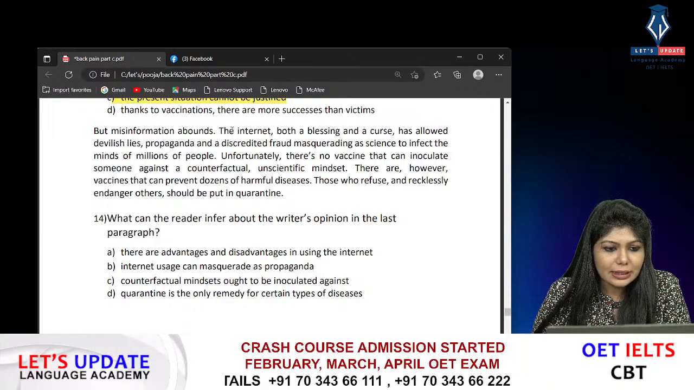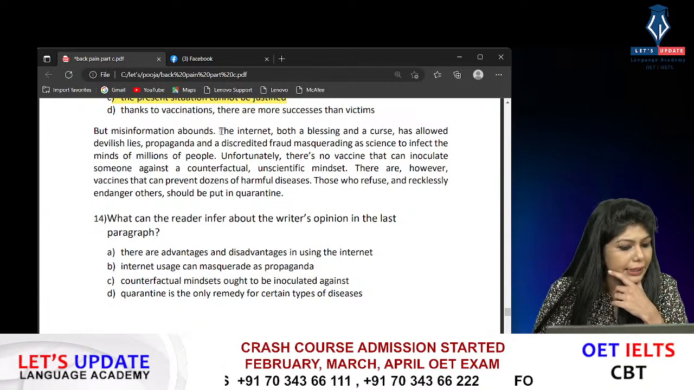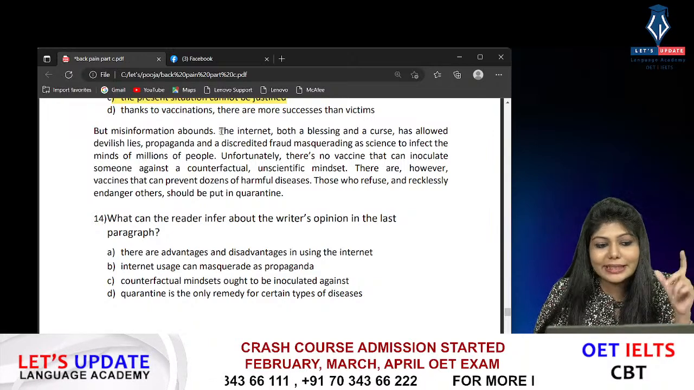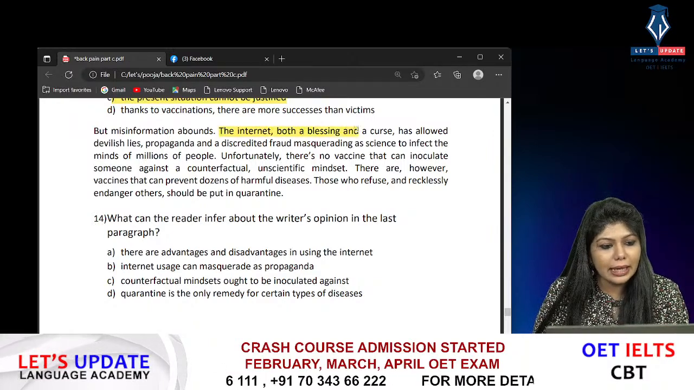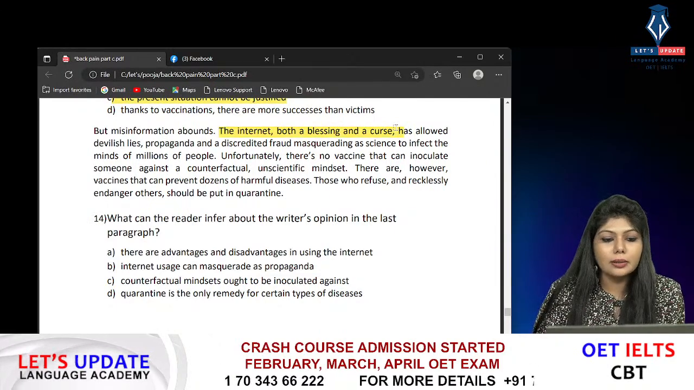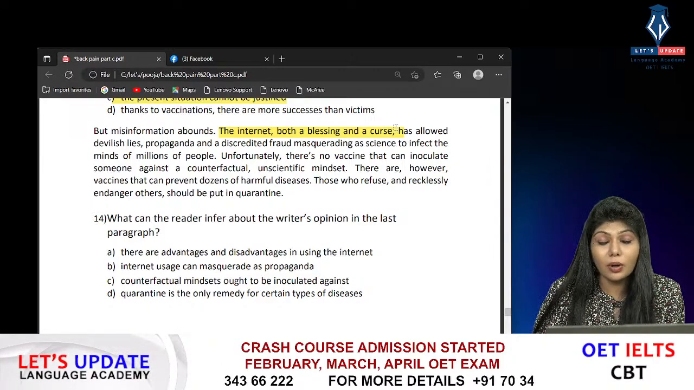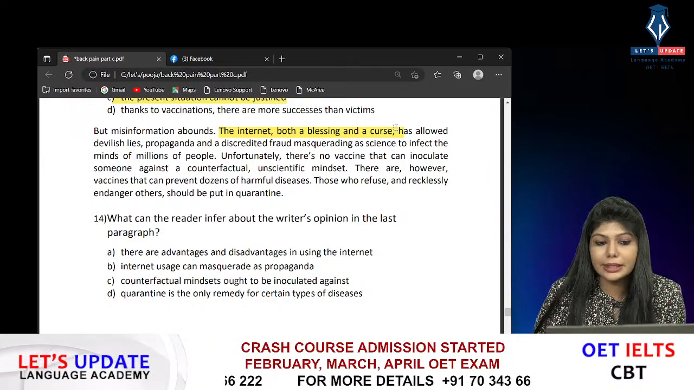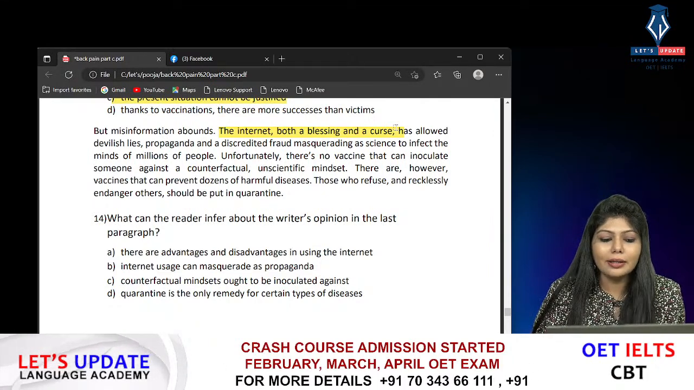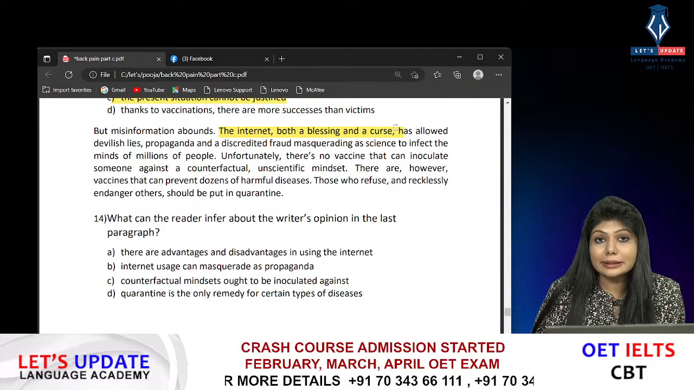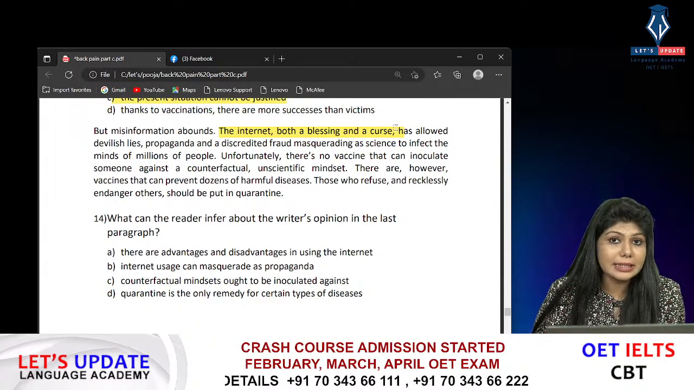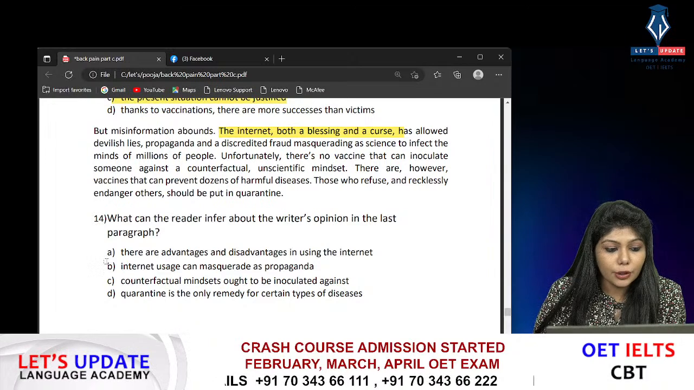So, as mentioned here, they have mentioned about the internet. Okay, so I think there are two options also regarding the internet. The internet, both a blessing and a curse. So what do they imply by blessing? That means it has a lot of advantages and provides a lot of benefits. And curse in the sense there are also disadvantages, its own negatives that the internet brings along.